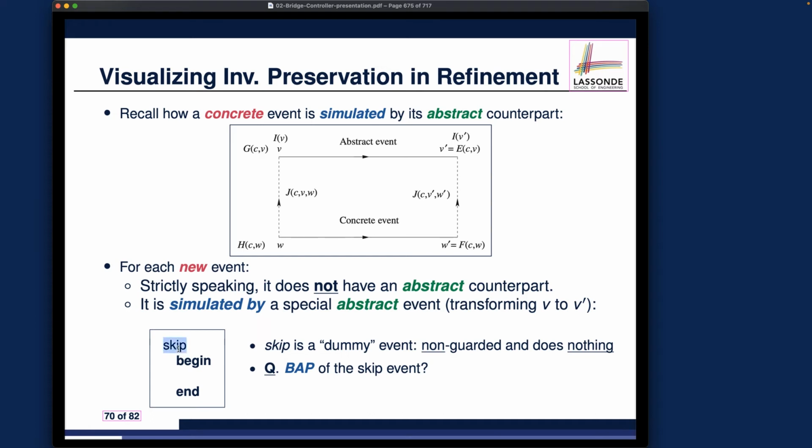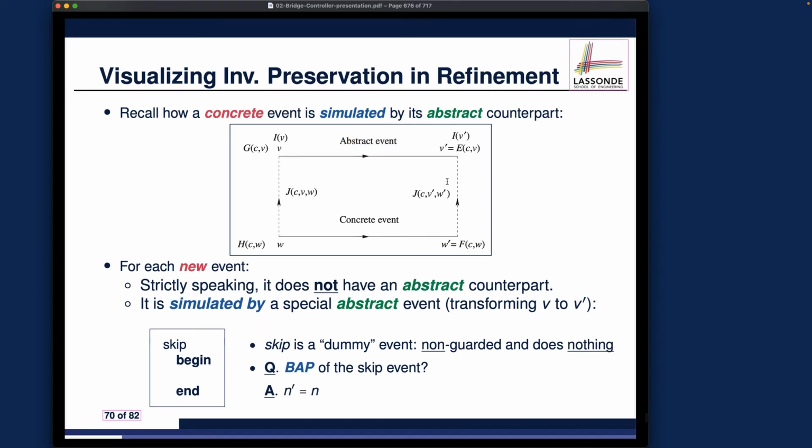And for the skip event, in our context, we're talking about skip events at the abstract level, in which case we only have one abstract variable n, right? So that means n prime is equal to n. It's a very straightforward derivation, and we're going to need this skip event's before-after predicate when we formulate the sequence for the invariant preservation proof obligation.